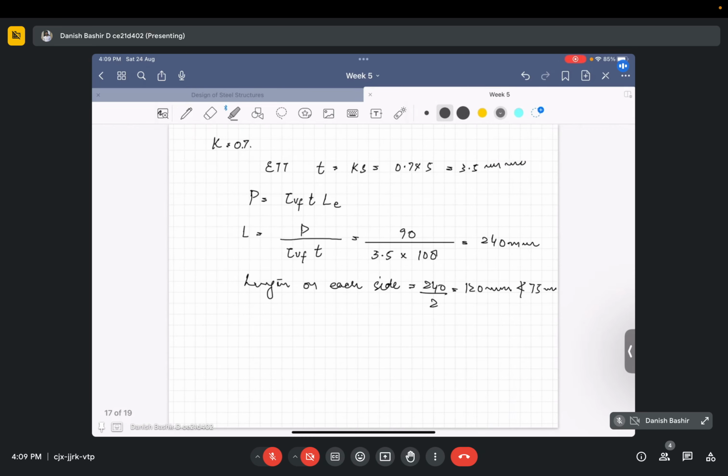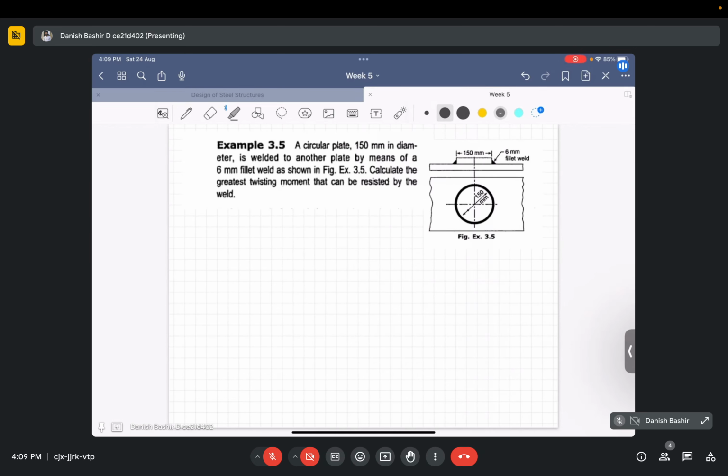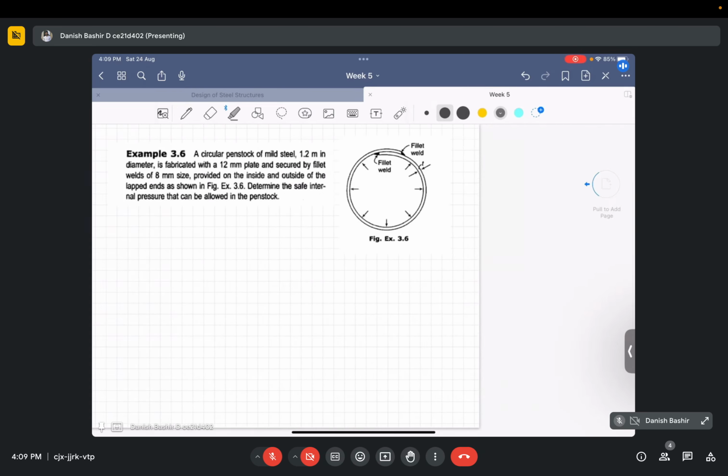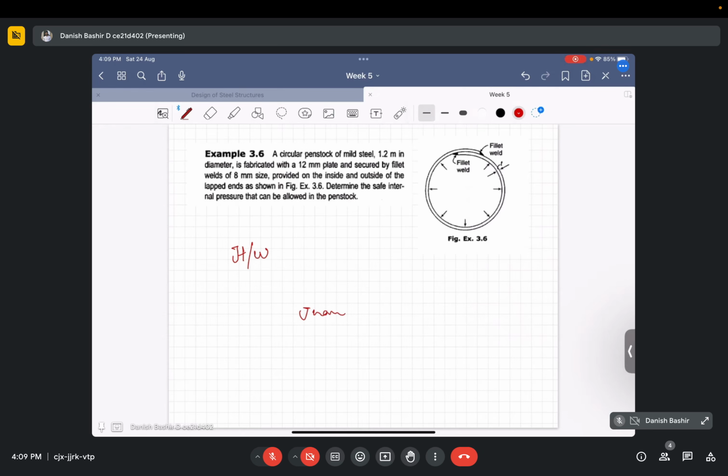Then I have given some more problems like this, 3.5 and 3.6. I want you to try them at your place and see if you are able to solve them. This is homework.